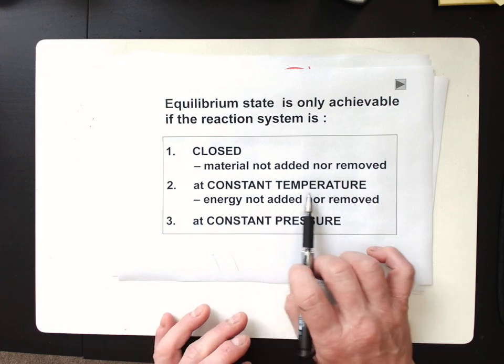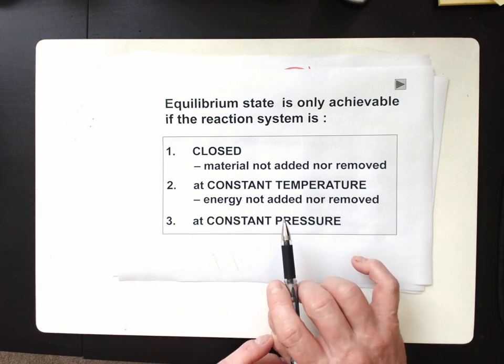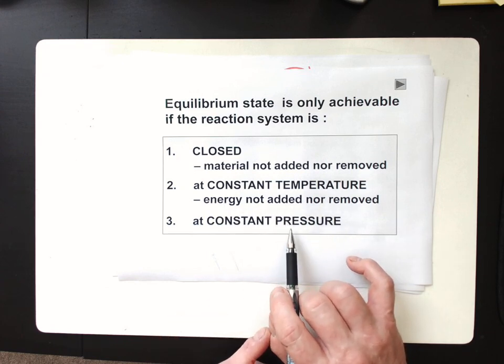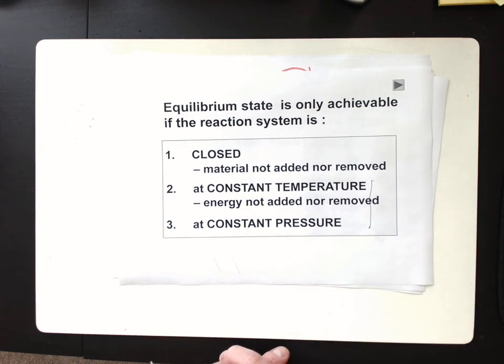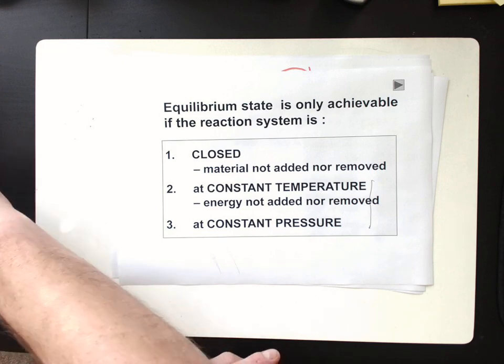We have it at a constant temperature, okay, so no energy is being added or removed, and we have it at a constant pressure. Well, these two things are pretty achievable in industry, and most industrial processes would, of course, be carried out at fairly constant temperatures and fairly constant pressures.